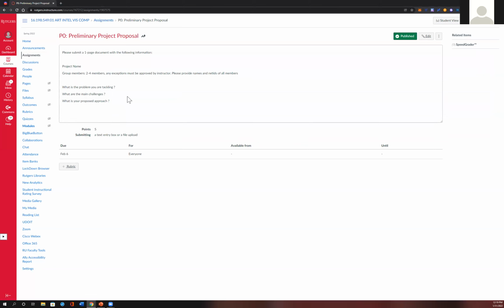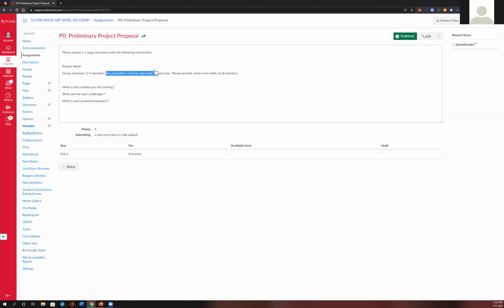So P0, as the name indicates, is a preliminary proposal, which essentially translates into a one-page document, a one-pager, which has the following information: the name of the project and the information about the group members. As I had mentioned last week, the ideal group size is 2 to 4 members. If there are any exceptions, either 1 or more than 4, it must first be approved by me. So please reach out to me and let me know what the special circumstances are.